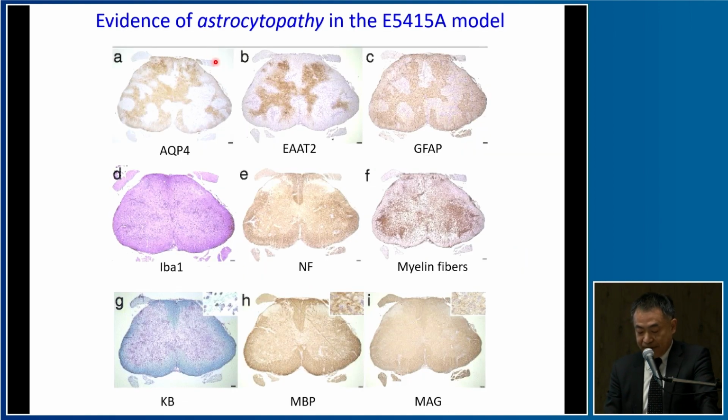And we further show, using other astrocyte markers such as EAAT2, glutamate transporter, and GFAP, that this aquaporin 4 loss lesion is almost identical to the EAAT2 or GFAP loss lesion. This suggests evidence of an astrocyte patch. This is actually the pathological changes in the NMO patient as well.